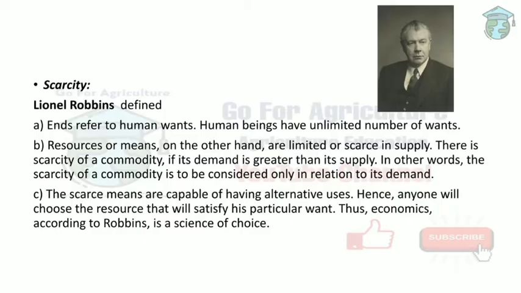Why is demand greater than supply? Because there are unlimited human wants. If there are unlimited human wants, then there will be scarcity of a commodity. And if a commodity is scarce, we can replace it or use alternative commodities. This is the main thing in human wants: we have to adjust.